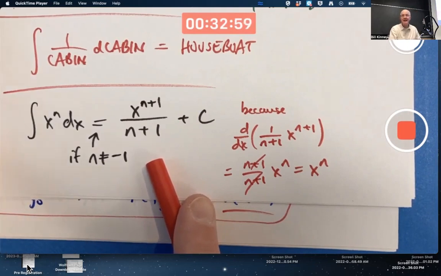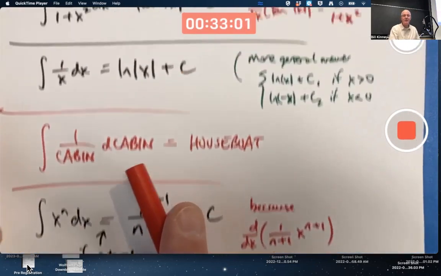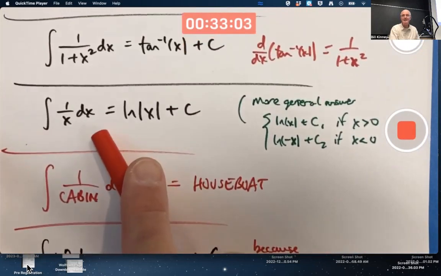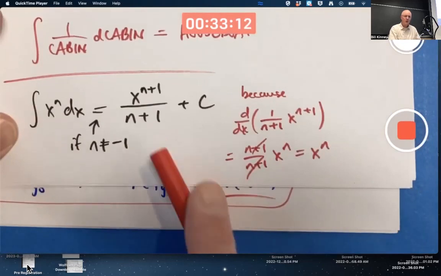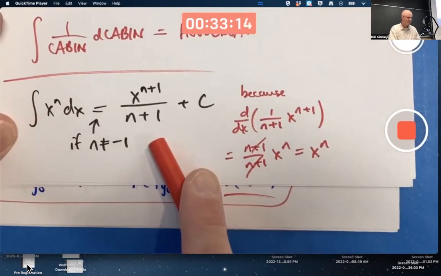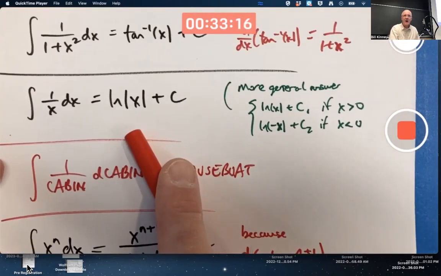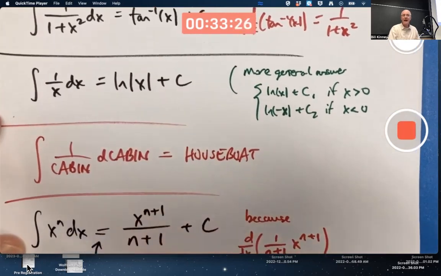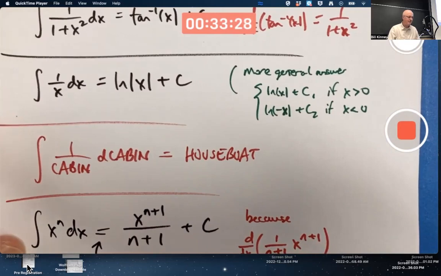So what if n is negative 1? That's the problem we did up here. That's the case where n is negative 1. Kind of weird. No logarithms there. A logarithm there. Weird, but true. Okay, there are plenty of other antiderivatives you should be able to write down.